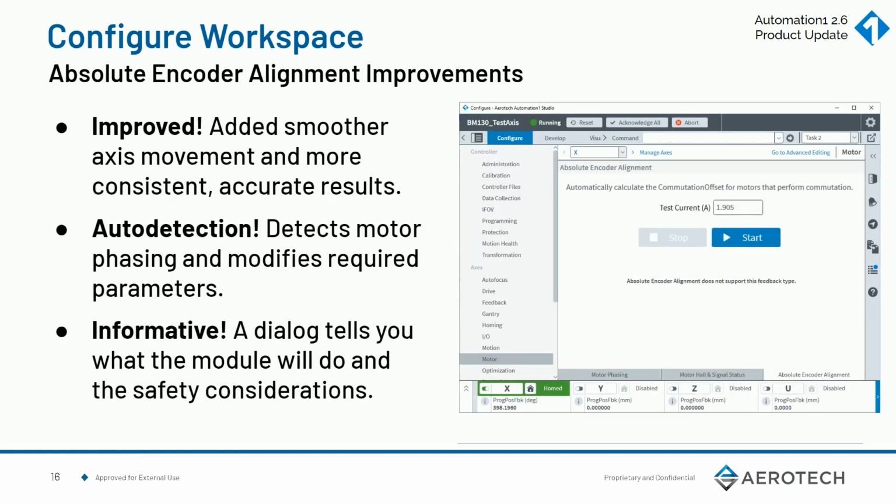In addition, there have been various absolute encoder alignment improvements. The module now has smoother axis movement as well as more consistent and accurate results. Furthermore, the module detects motor phasing and modifies required parameters. Lastly, a dialog now tells you what the module will do and the safety considerations involved.